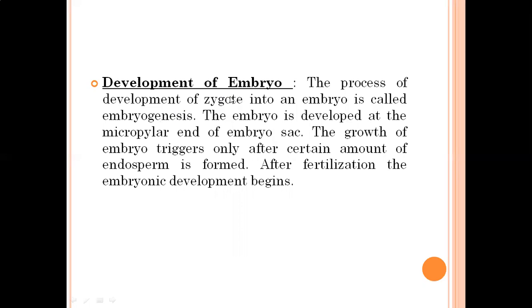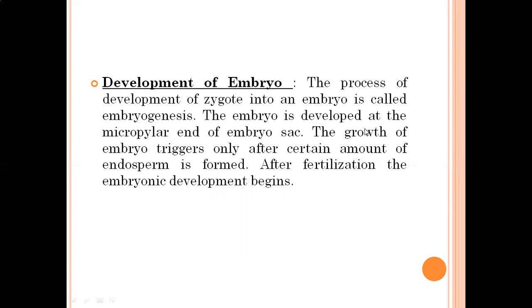You know that zygote is the first cell of life which forms after the fertilization of the male gamete with the female gamete. At that time, the first cell of life forms, that is called zygote, and this zygote will become embryo, and then embryo becomes that new plant. So the process of development of zygote into an embryo is called embryogenesis.